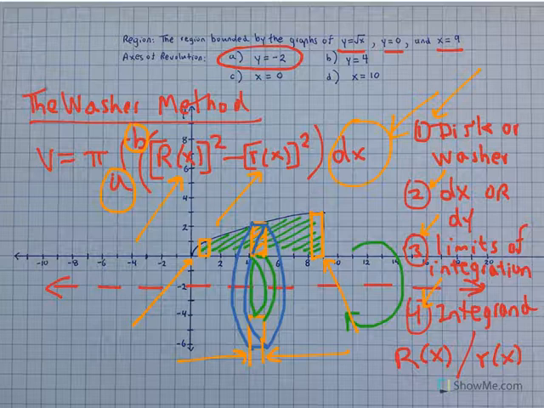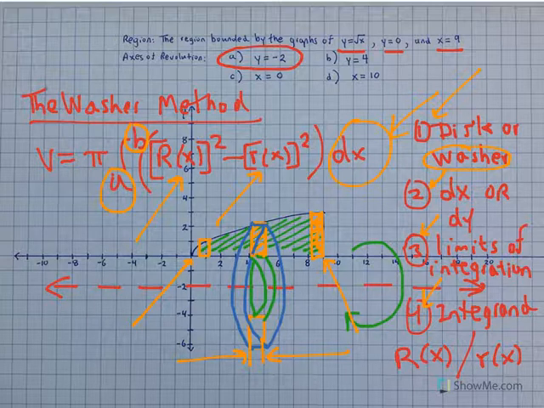To answer the first question, you draw a representative rectangle in your region, and you visualize it being revolved about your axis of revolution. If there is a hollow part, a part that you're missing, you would use the washer method. And that's what we have to do for this problem. If there is no hollow part in your solid, then you would use the disk method.